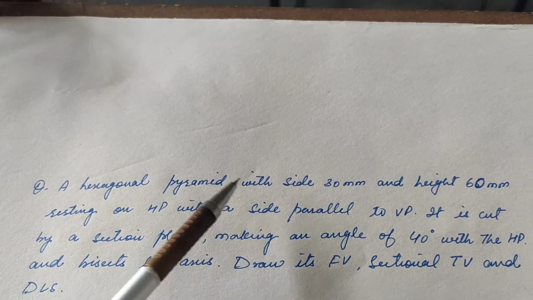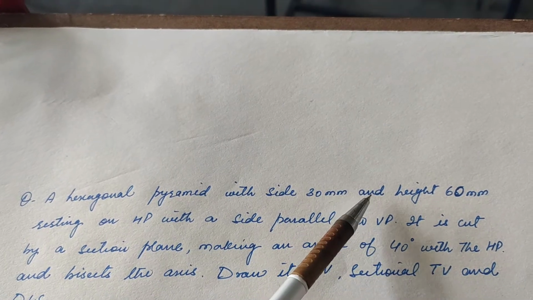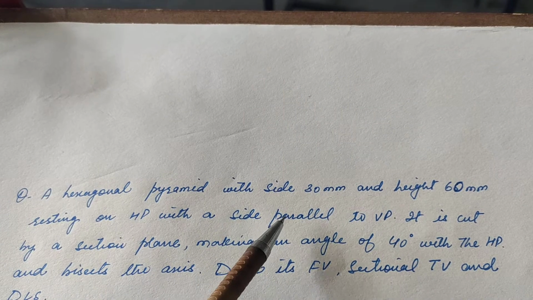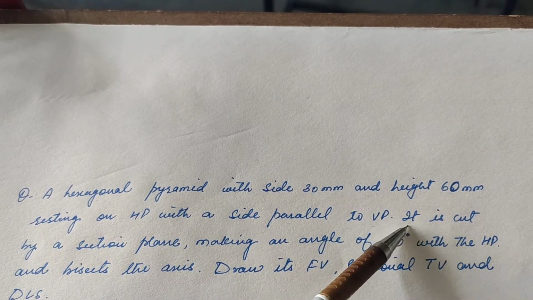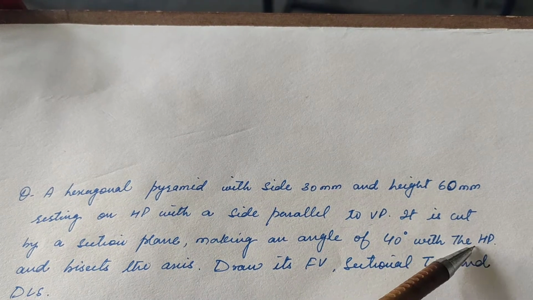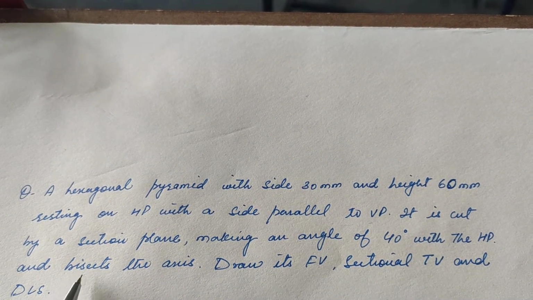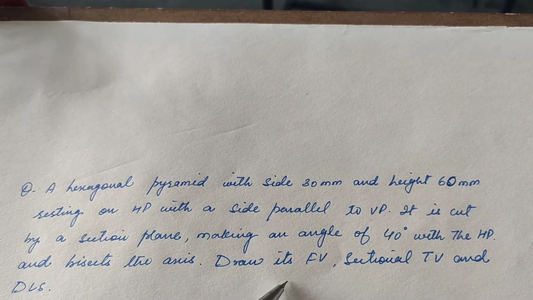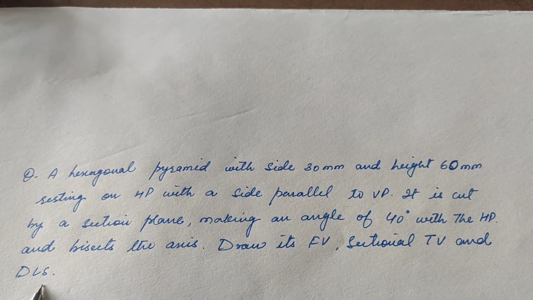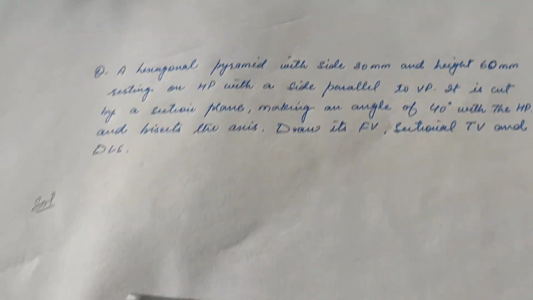A hexagonal pyramid with a side of 30 mm and height 60 mm is resting on HP with a side parallel to VP. It is cut by a section plane making an angle of 40 degrees with the HP and bisects the axis. Draw its front view, sectional top view and draw its lateral surface, DLS. Okay, so let's start the problem.